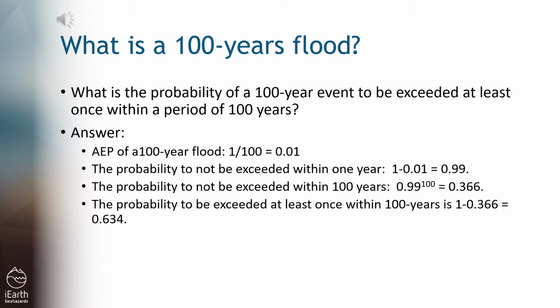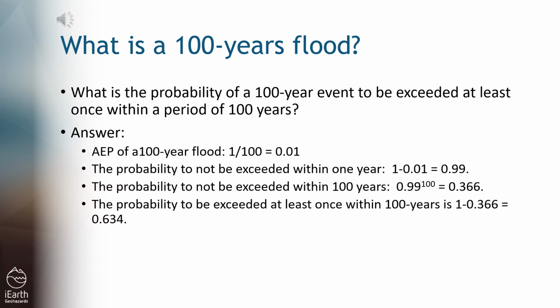The probability to not be exceeded within 1 year is 1 minus 0.01, that equals 0.99. The probability of a 100-year flood to not be exceeded within a period of 100 years is 0.99 to the power of 100, that equals 0.366. Here we assume that the flood events are independent for each year. The probability of a 100-year flood to be exceeded at least once within a period of 100 years is then 1 minus 0.366, that equals 0.634.